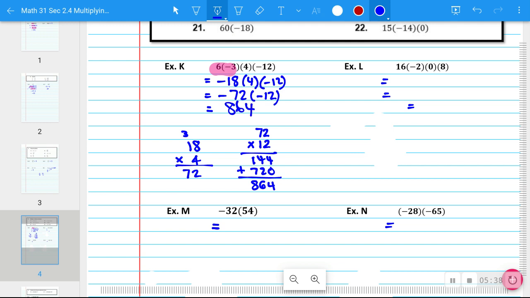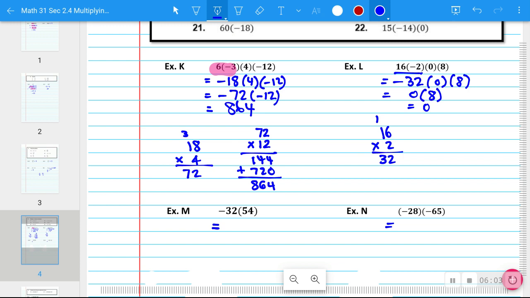Okay, on example L, you take 16 times negative 2, and I believe I have those calculations here. And then negative 32 times 0, which gives 0, and 0 times 8 also gives 0. So the answer to that problem is 0.